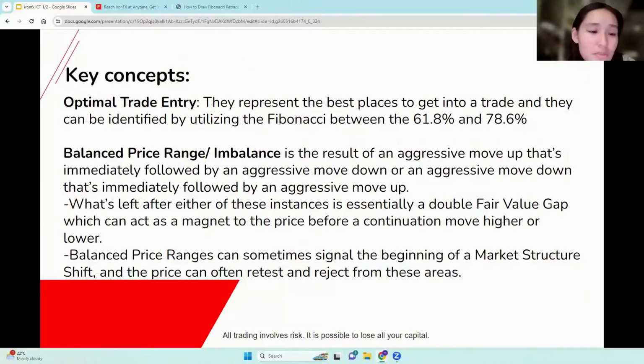Okay, so after optimal trade entry, the next key concept is a balanced price range or imbalance. This is the result of an aggressive move up that's immediately followed by an aggressive move down, or an aggressive move down that's immediately followed by an aggressive move up.